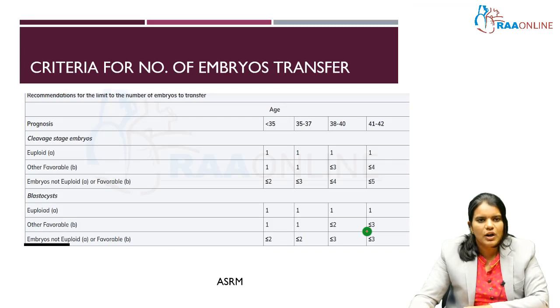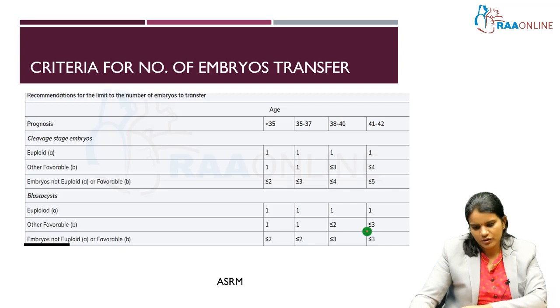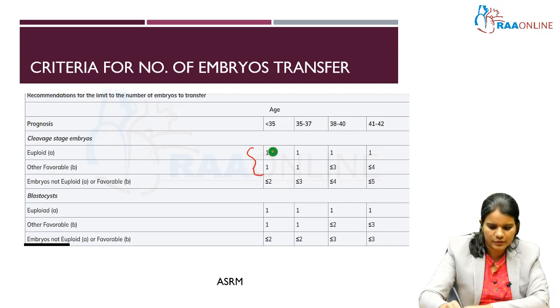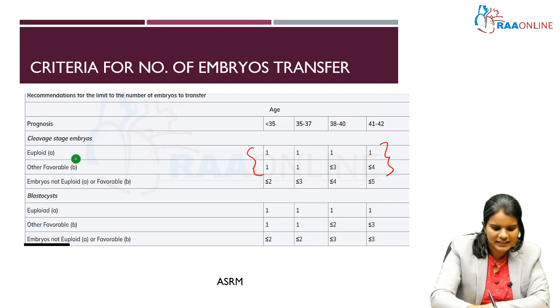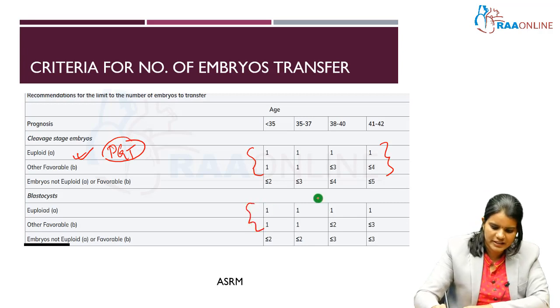Now, usually the criteria for embryo transfer, just know that most of us prefer to do a single embryo transfer only if it is an already tested euploid embryo. Euploid is after the embryos are subjected to PGT. If the embryo is tested and found to be genetically normal, we call it euploid. So, we usually transfer a single embryo. Cleavage stage embryo, usually it's a blastocyst embryo. So, most of us prefer to transfer a single embryo.